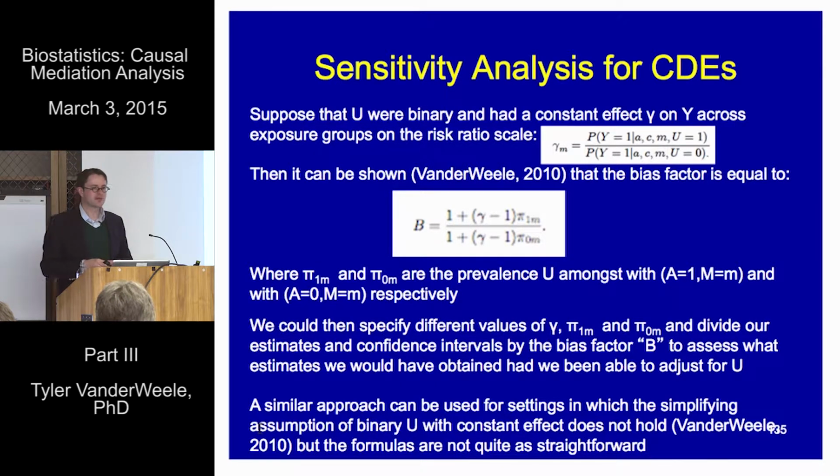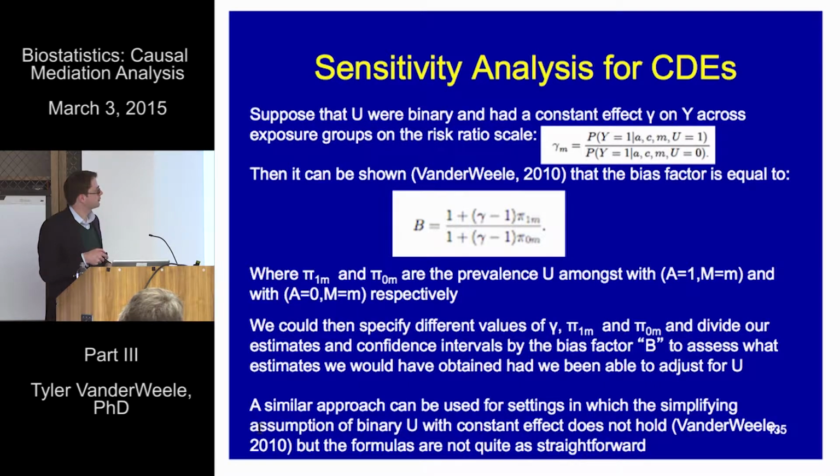Just as we did for total effects, we're going to make a simplifying assumption to get an easy-to-use formula. We'll assume that U is binary and has a constant effect, gamma, on the outcome across exposure groups. So once again, no interaction between U and the exposure on the risk ratio scale.